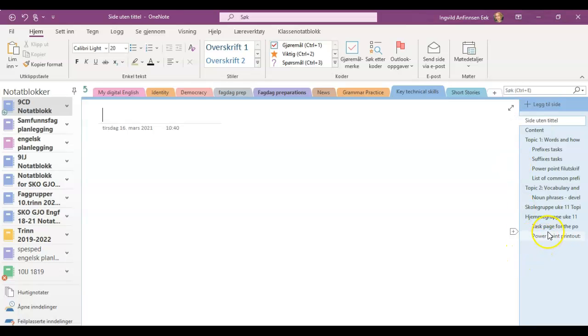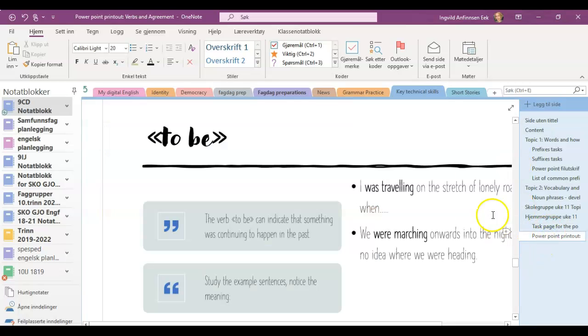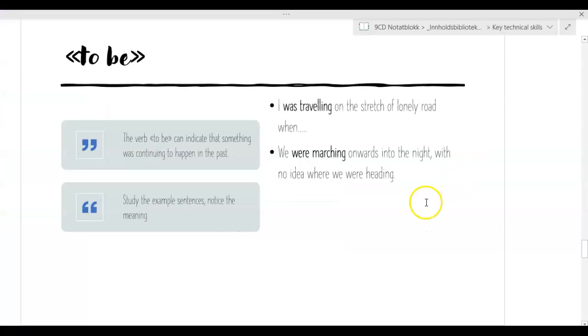Oops, what happened now? Oh, there we go. All right, moving on. To be. So, the verb to be, it can indicate that something was continuing to happen in the past.